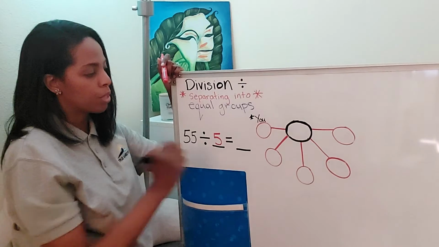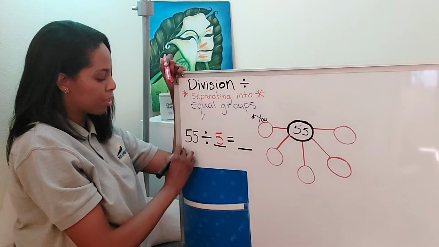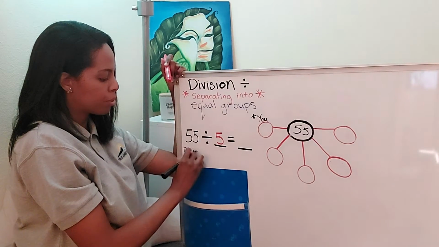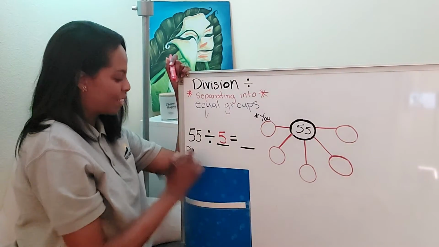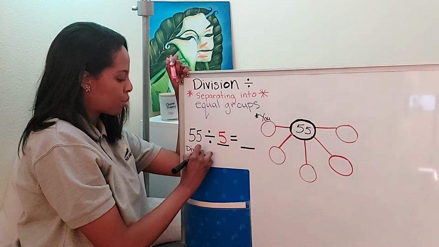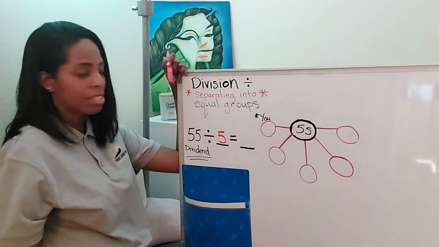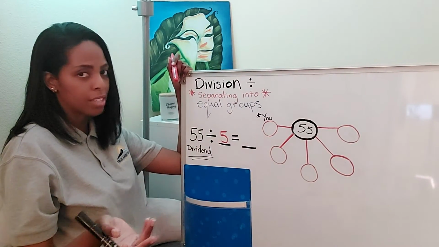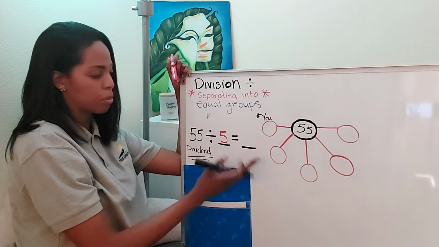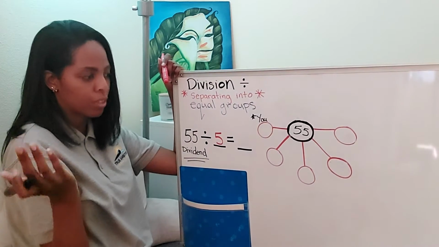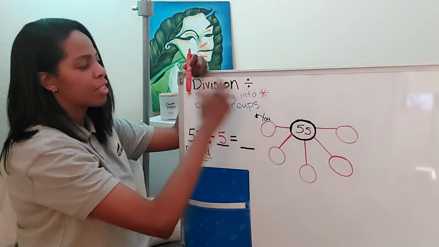Okay, so again, the 55, which is our dividend. It's called the dividend. For those of you who, like me, pay attention to the vocabulary, because that's important, you might get a test where they ask you what was the dividend. If you don't know what part of the equation they're talking about, which number they're talking about, you pretty much failed the test, right? So the dividend is 55. That goes in the center of our number bond.